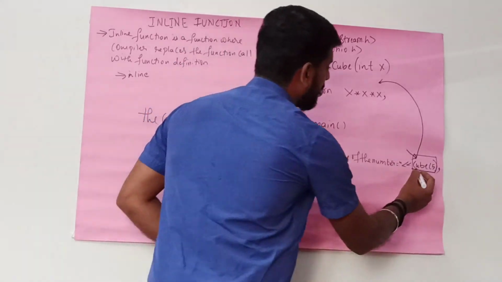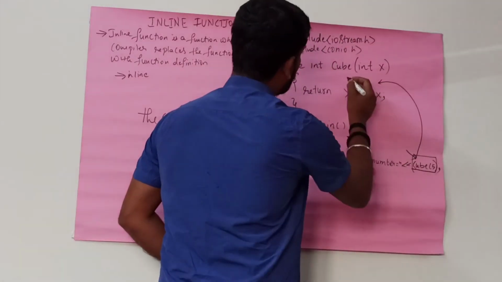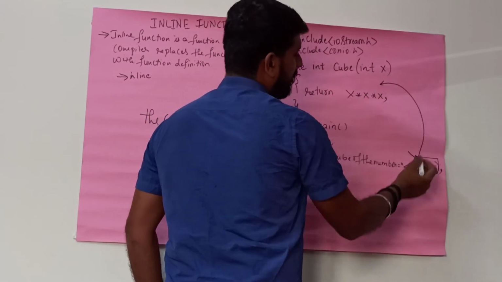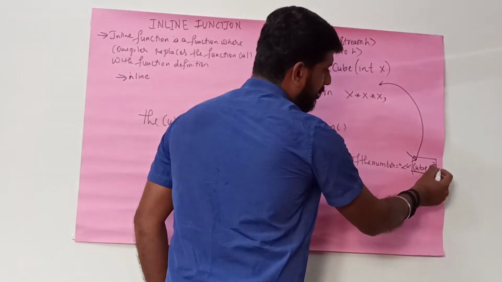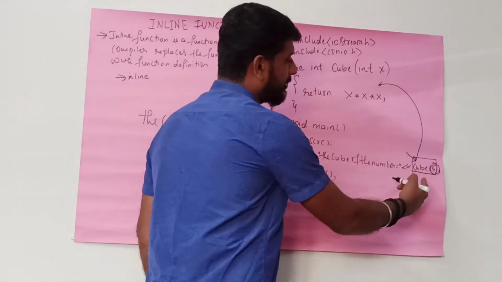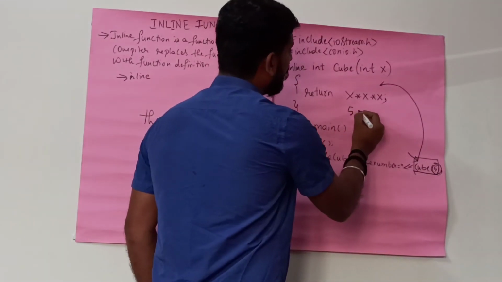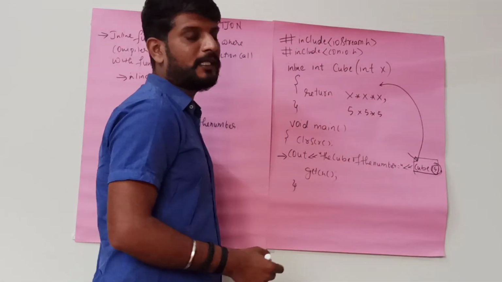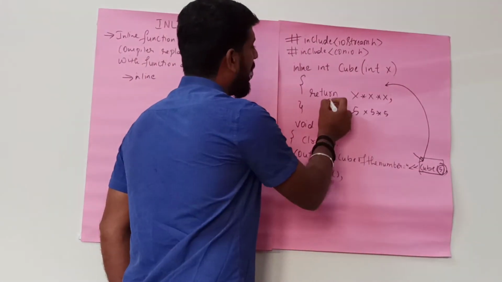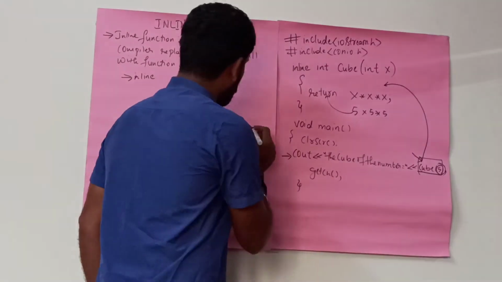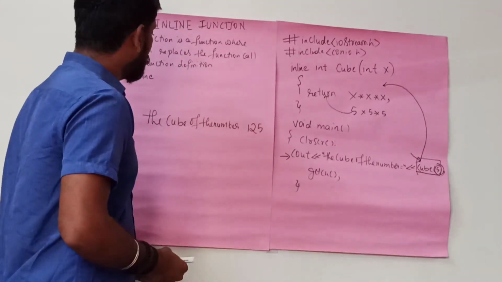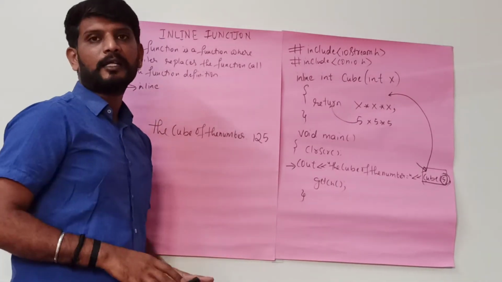Now inside the function definition, what do you have? Inline int cube of int x. So instead of x, the value you are passing is 5. What does this function do? It will multiply 5 into 5 into 5, that is 125, and it will return. So you will get the output as 125. So this is nothing but the inline function.